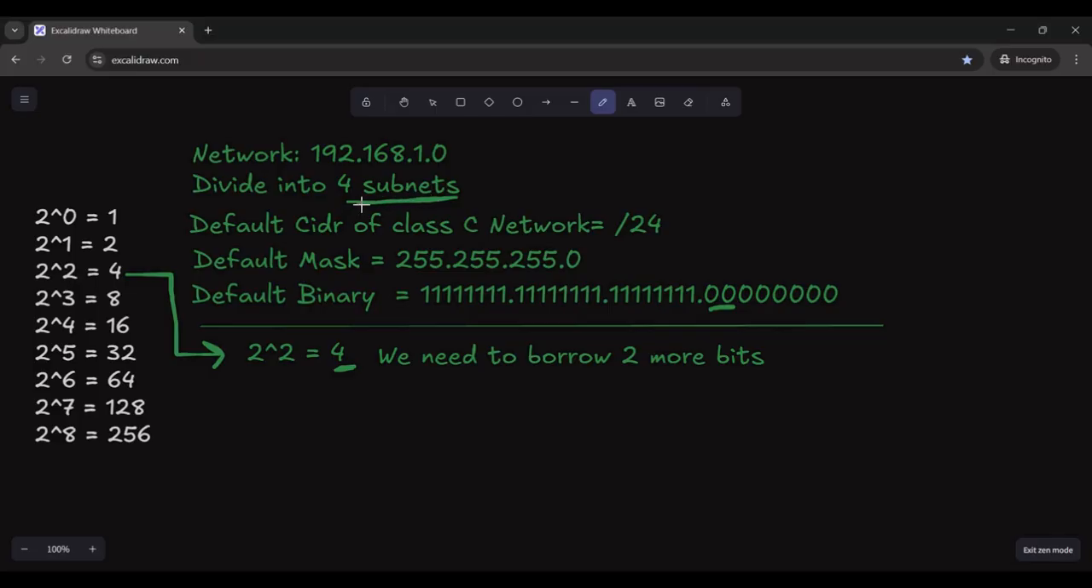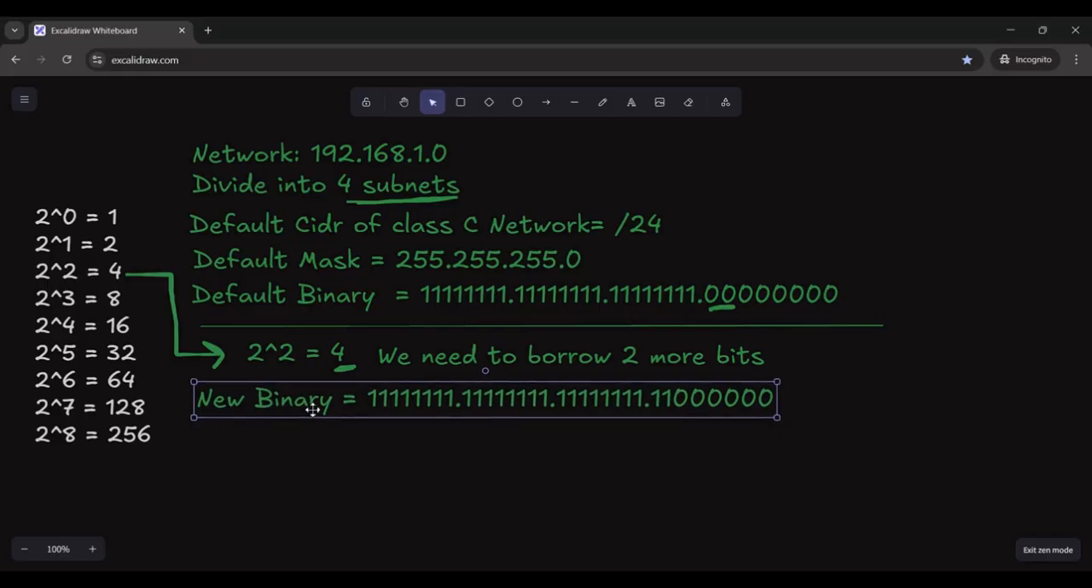So the new binary of the CIDR notation is going to be 8 ones, 8 ones, 8 ones, and 2 ones, and the rest are going to be 0, because there must be 8 digits and we have to fill the segment. Now let's just clean this a bit.